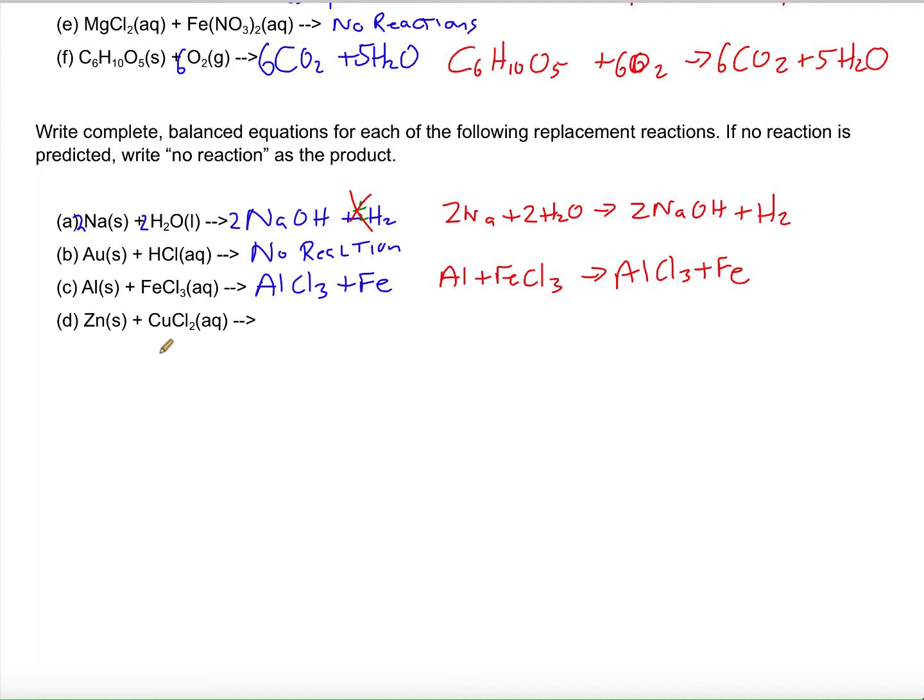Our last one here, zinc and copper chloride. If we put those together, we are going to get ZnCl2 plus Cu. And again, one zinc, one copper, 2 chlorine, and boom, we are done. And your final answer is simply going to be zinc plus CuCl2 yielding ZnCl2 plus Cu.